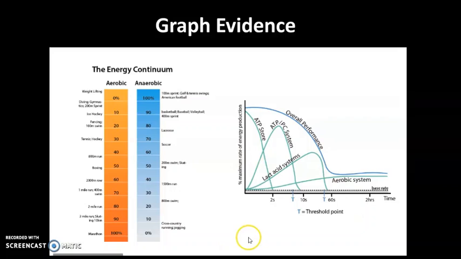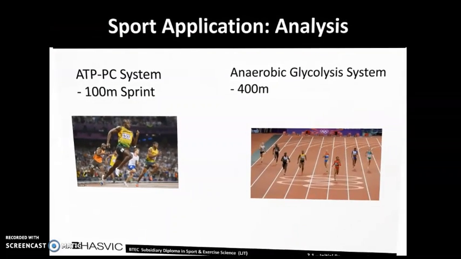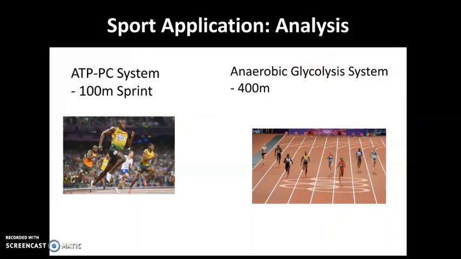We also have a picture here showing the energy continuum and the interplay between different energy systems within the sports. So we can see, as an example, that marathon running uses 100% aerobic as the dominant system. But then we can also see that some of the team sports are using both systems in the different phases, so there is interplay between the systems. And these are some of the sports that I've mentioned: the ATP-PC system using the 100-metre sprint, and the anaerobic glycolysis system using the 400 metres as an example.